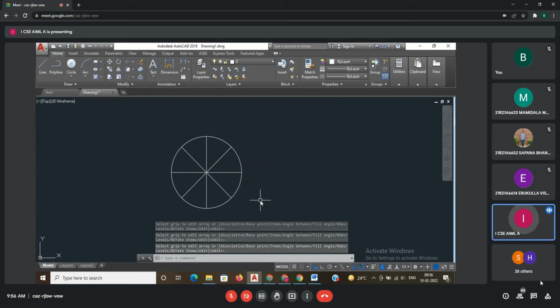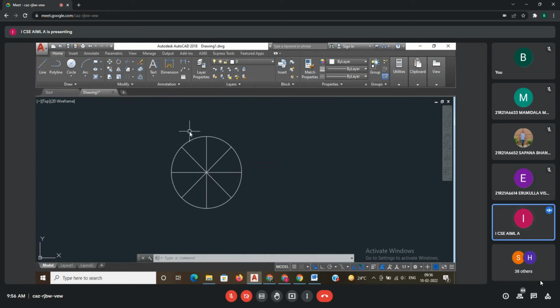Then after dividing this circle into a number of equal parts, what do you have to do? So the net is not coming? Huh? It's not coming. Then you have to draw a horizontal line from the base point.